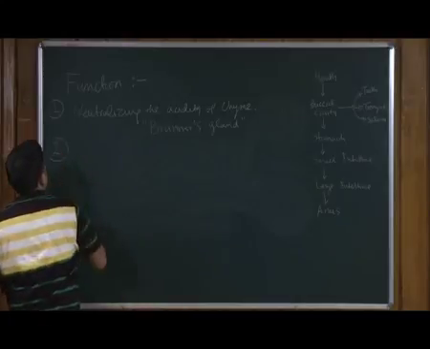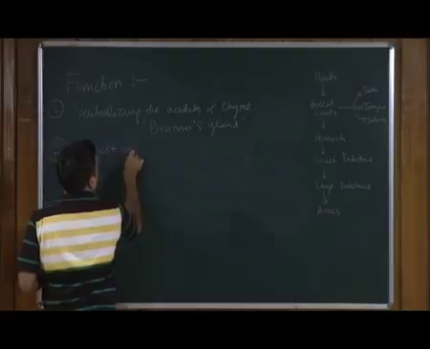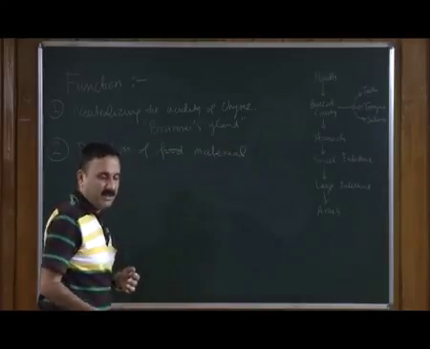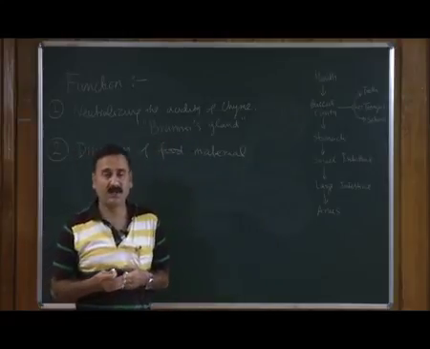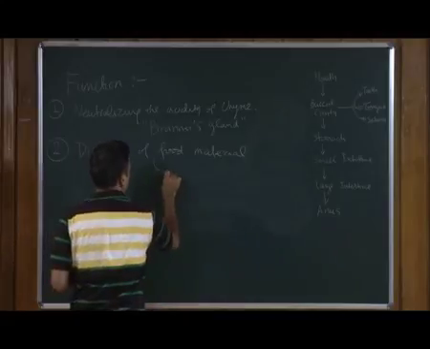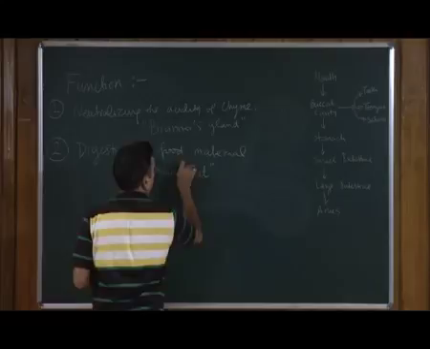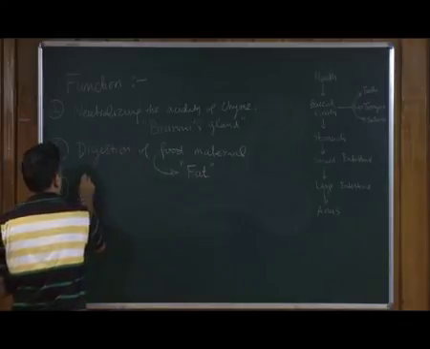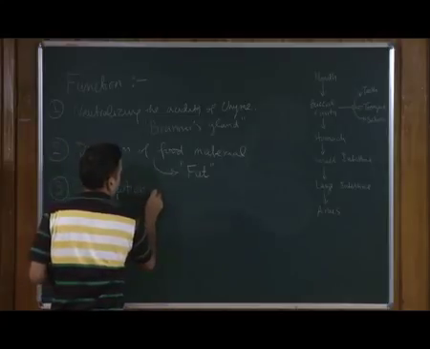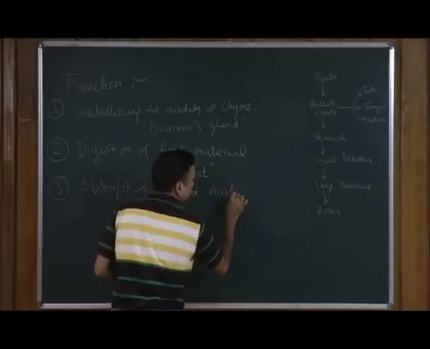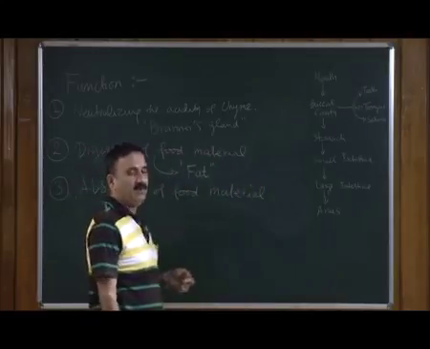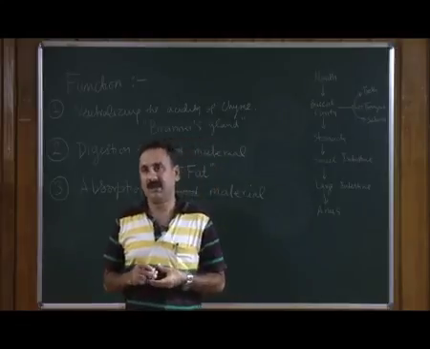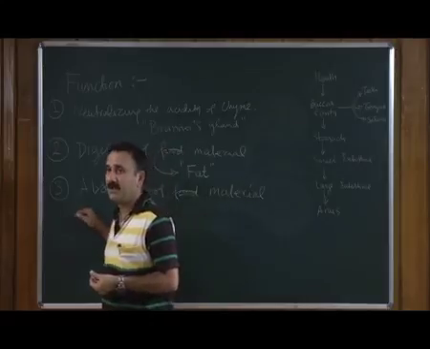Number 2, digestion of food material. Anyway, we are going to discuss digestion in detail, so then you will know which materials are going to be digested in the stomach and which molecules are going to be digested exclusively in the small intestine. The molecule which is exclusively digested in the small intestine is fat. And then the third is absorption of food material. Irrespective of the material coming from the stomach, the digested material, or the digestion happening within the small intestine, all these materials are absorbed in the small intestine.